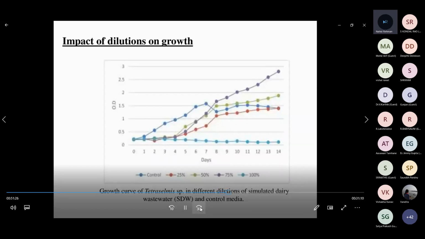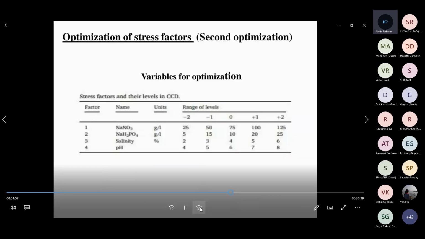Yes. Then after that, for second optimization, 4 stress factors are chosen: sodium nitrate, sodium hydrogen phosphate, salinity, and pH. So in this case, 4 variables and 5 levels are chosen. Why? Because it is going to be done using the CCD.